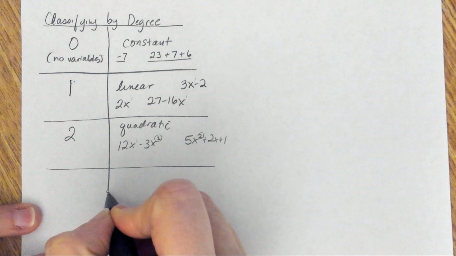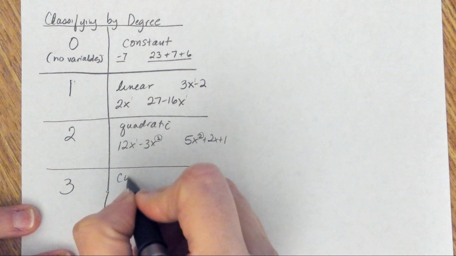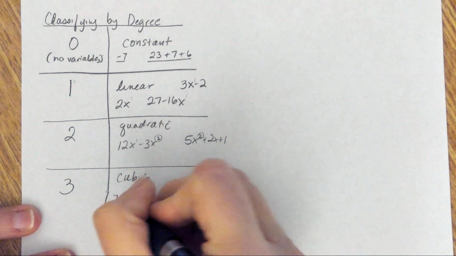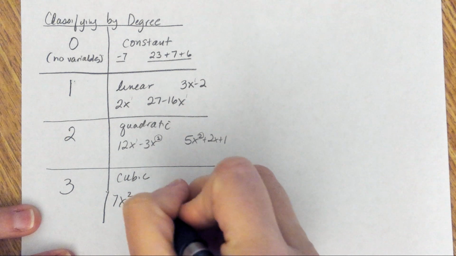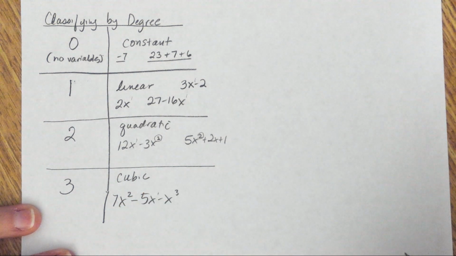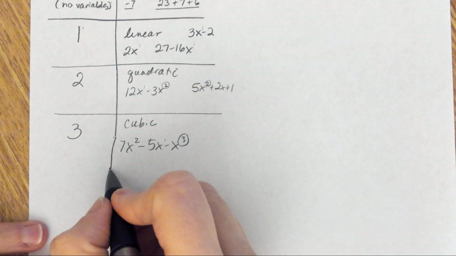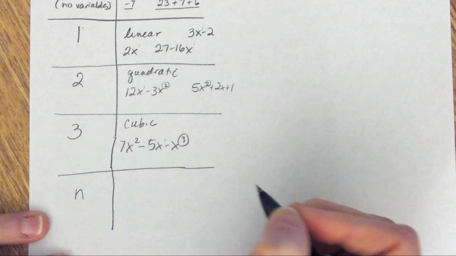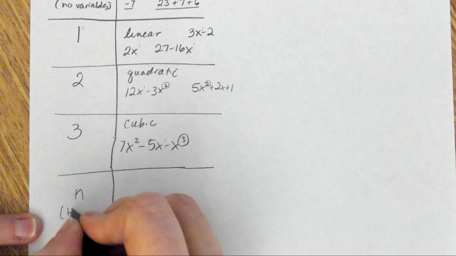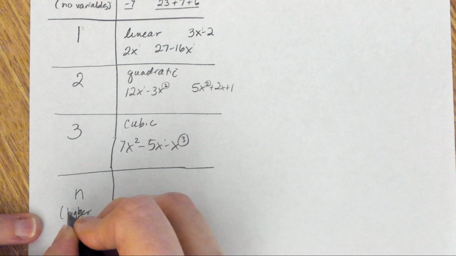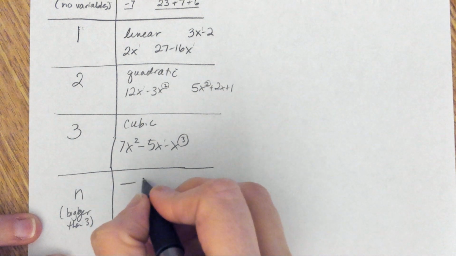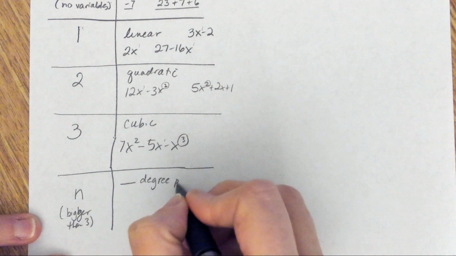If I see the highest exponent is 3, I'm going to call it cubic. That might look like 7x squared minus 5x minus x to the third. These are all out of order, but the biggest exponent I see is 3. Once we go bigger than 3, we don't really have special names. If it's bigger than 3, we're going to call it a blank degree polynomial.